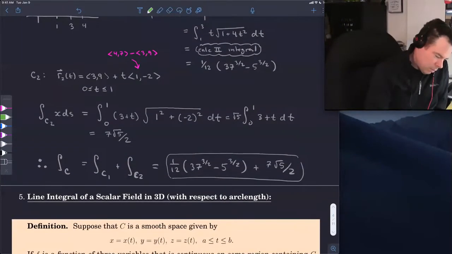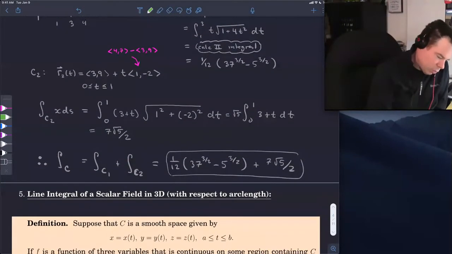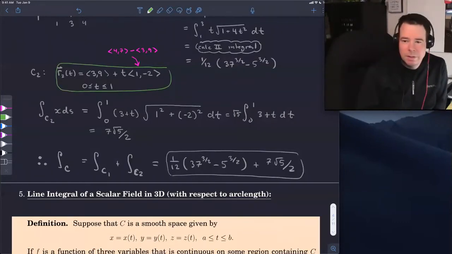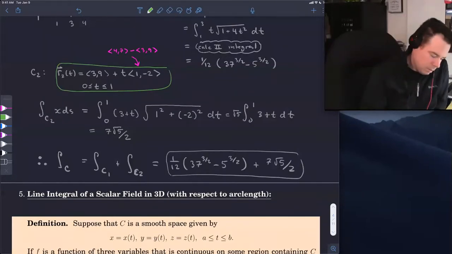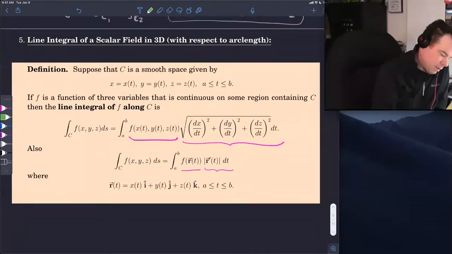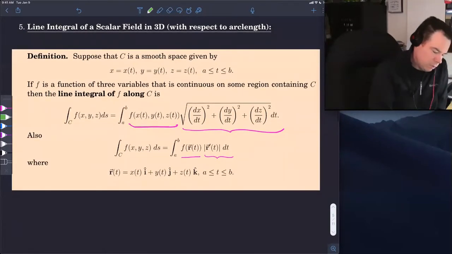Then what we did is parameterize the next portion of the curve. And that was that straight line segment. And then we did the same sort of integration of x ds. And then we added the two together. So that was the integration of the scalar function with respect to arc length.